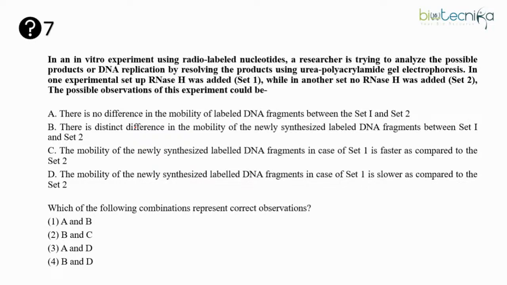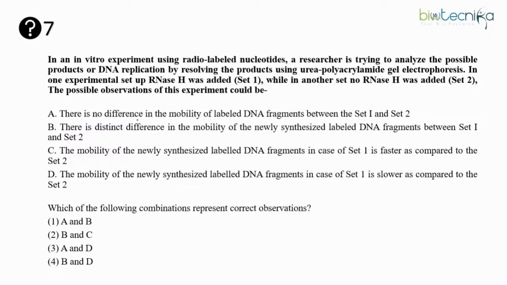Question number 7 is saying that in an in vitro experiment using radio-labeled nucleotides, a researcher is trying to analyze the possible products of DNA replication by resolving the products using urea polyacrylamide gel electrophoresis. In one experimental setup, RNase H was added, while in another set, no RNase H was added. The possible observation of this experiment could be what? So you have to exactly know what is the function of RNase H in DNA replication, whether it is functioning in prokaryotes or eukaryotes, wherever it is functioning, what it is doing, how it is doing. Only then you will be able to answer this question.